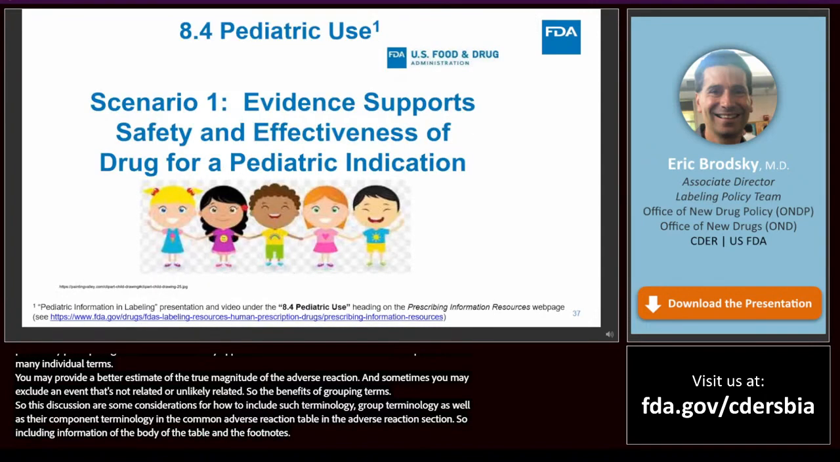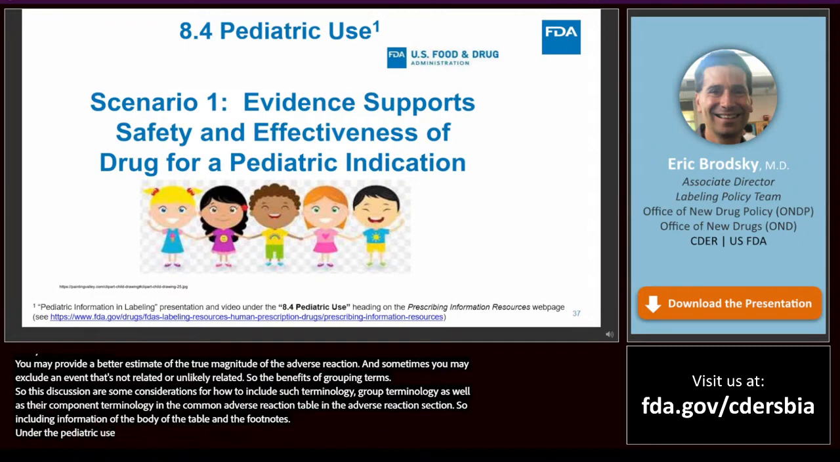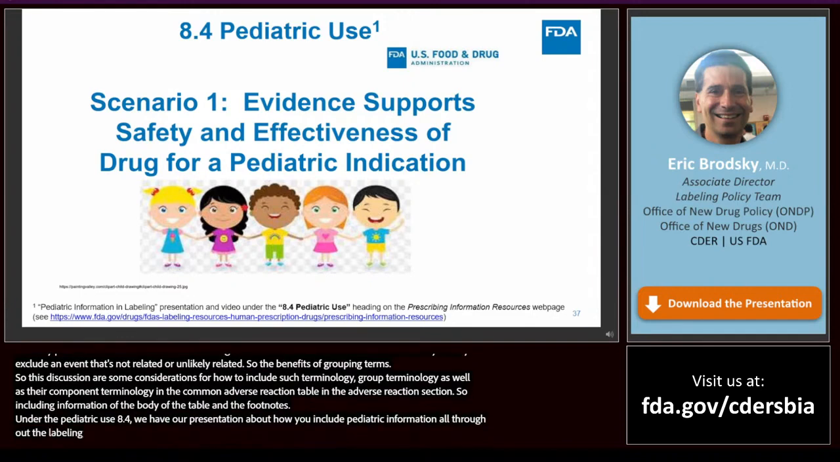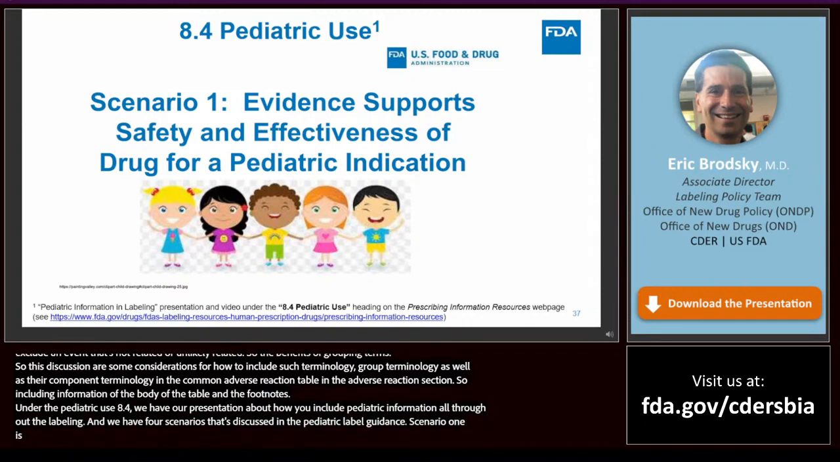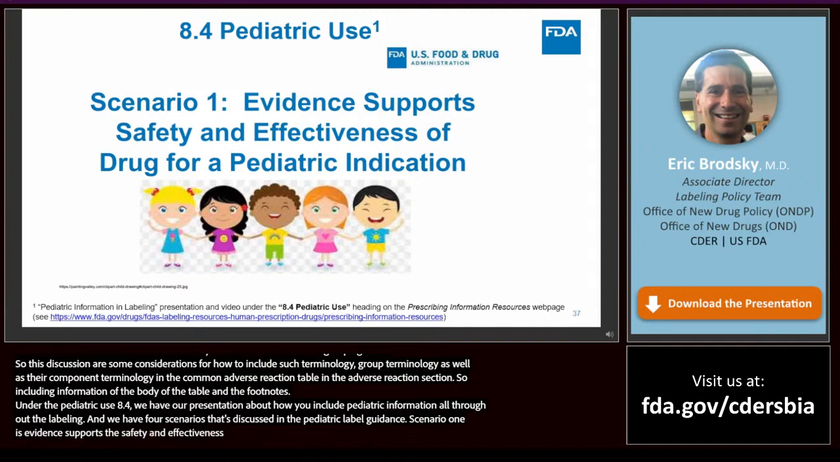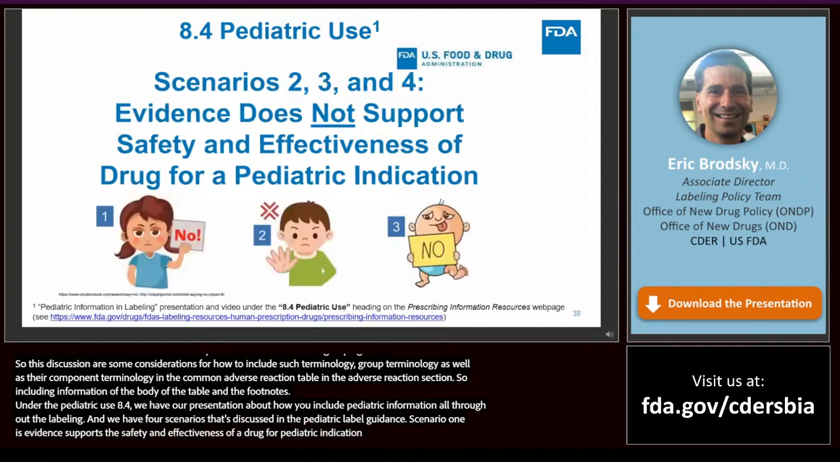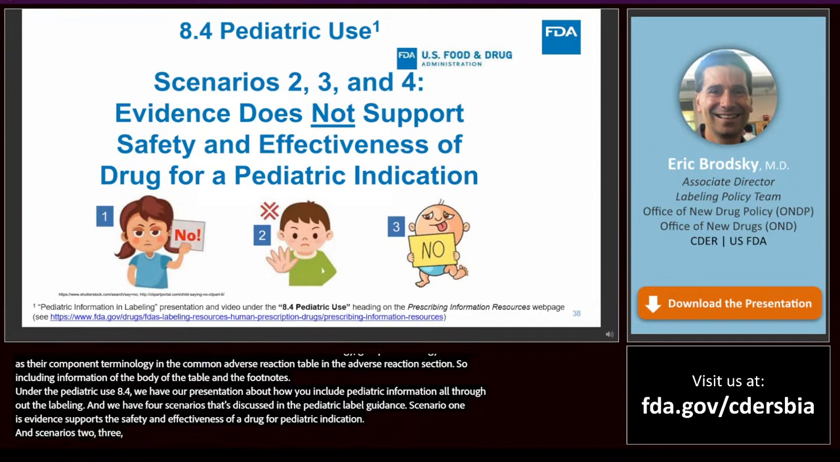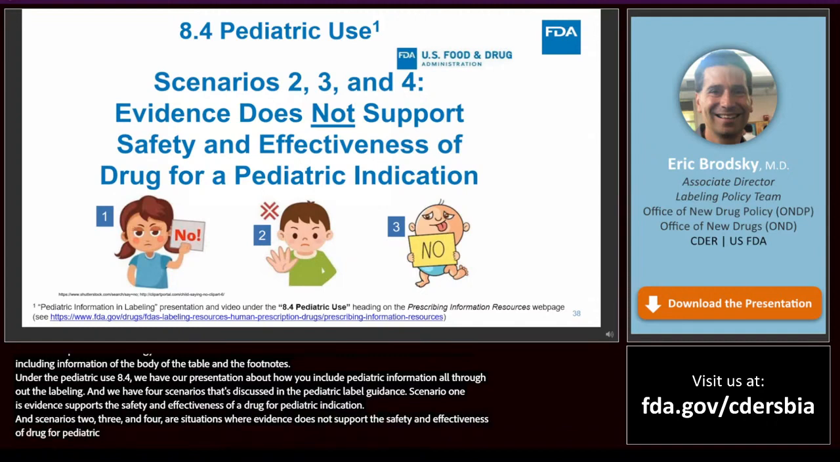Under the pediatric use 8.4, we have our presentation about how to include pediatric information all throughout the labeling. And we have 4 scenarios that are discussed in the pediatric labeling guidance. Scenario 1 is that the evidence supports the safety and effectiveness of a drug for a pediatric indication. And scenarios 2, 3, and 4 are situations where evidence does not support the safety and effectiveness of a drug for a pediatric indication and how one would label that drug.